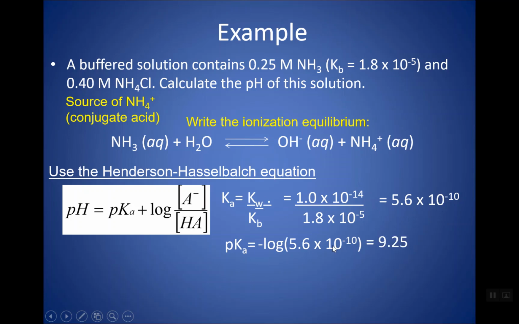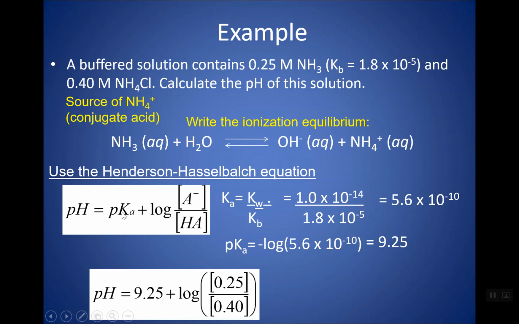So this 9.25 is going here. The concentrations of each are going top and bottom, and you'll notice molarities cancel out, which is why I don't have units there. And when I do this, I should get 9.05. I want you to start noticing something. Look at my pKa. Look at my pH. Notice how similar they are.